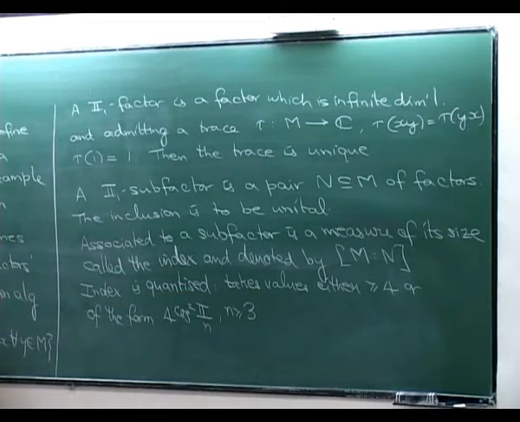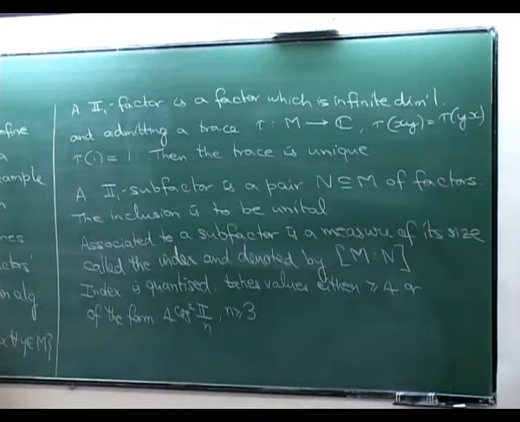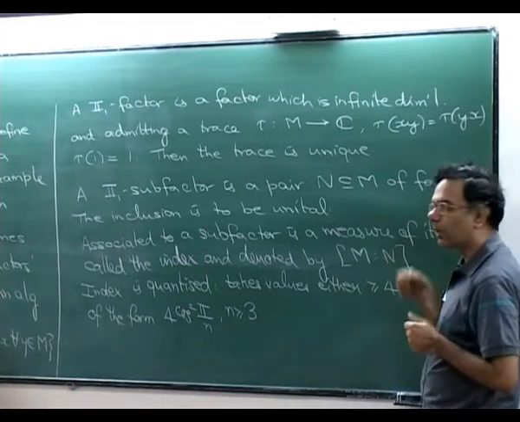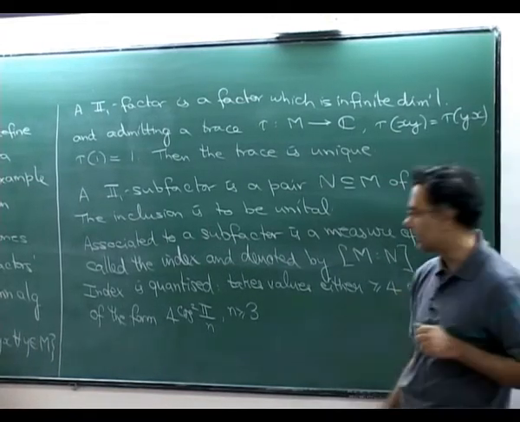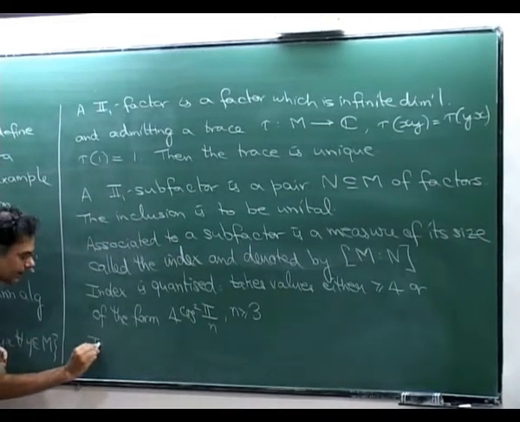Okay, so now when you look at this notation for the index, it should remind you of Galois theory. So that looks very much like the degree of a field extension, and indeed the index shares many properties that field extension degrees satisfy. For instance, the index is multiplicative.